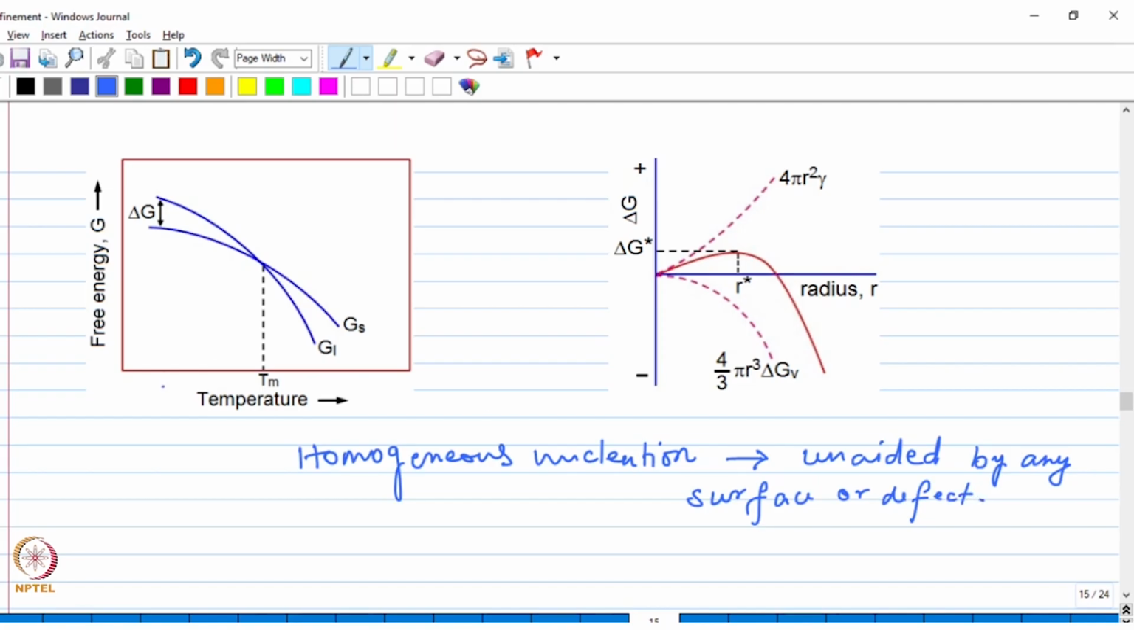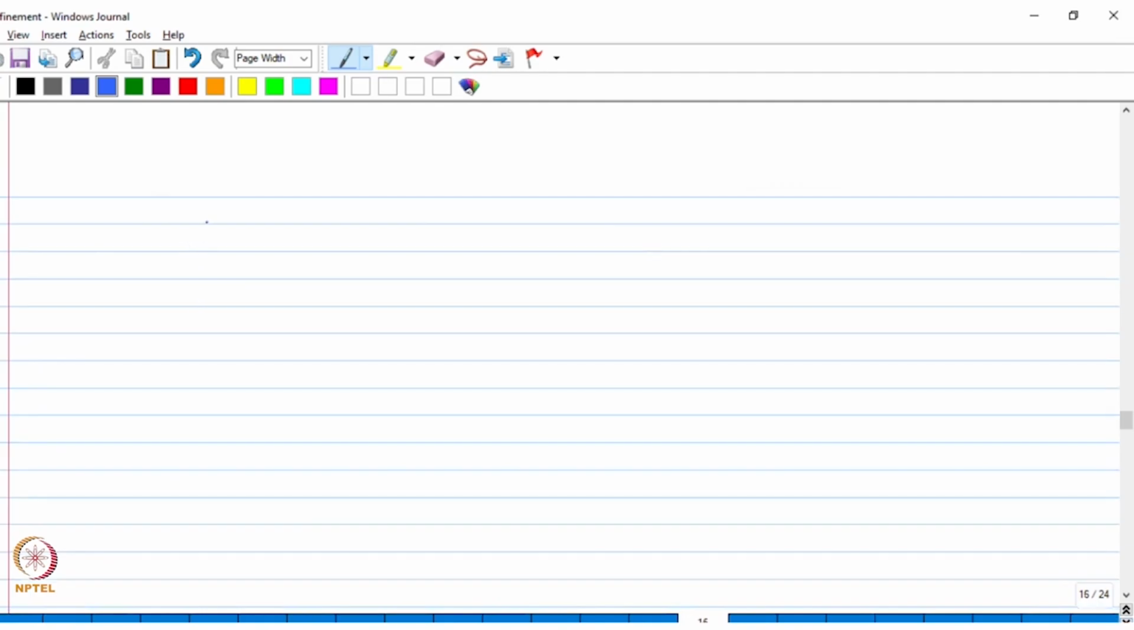So in case of solidification, this is the liquid to solid transformation that we are talking about. The parent phase is liquid and the product is the solid. In case of homogeneous nucleation, it will occur in the parent phase, without the aid of any surface or defect, as I said. So let's say this is the first solid particle which has formed from the liquid.